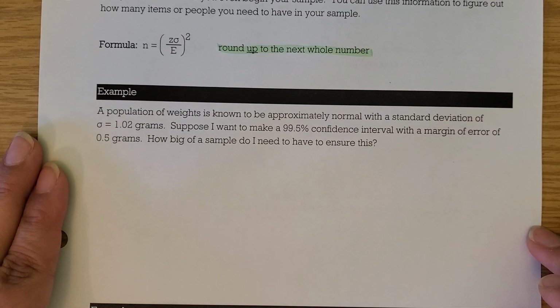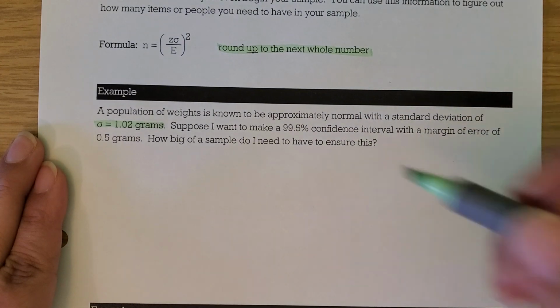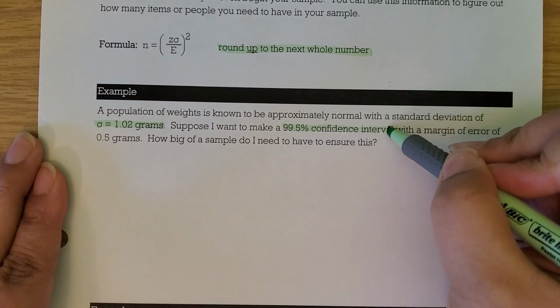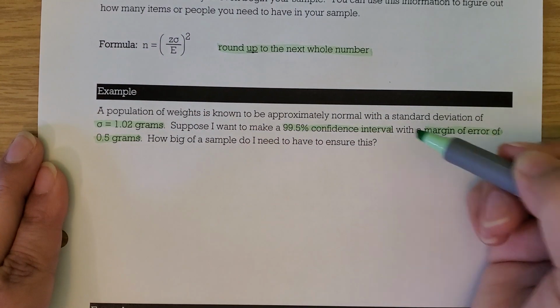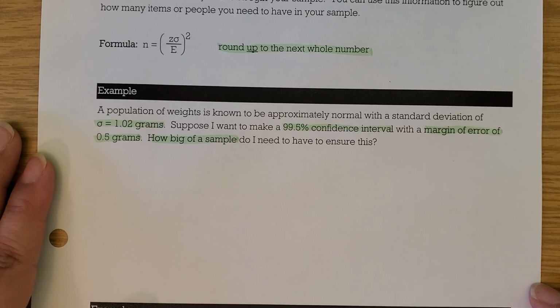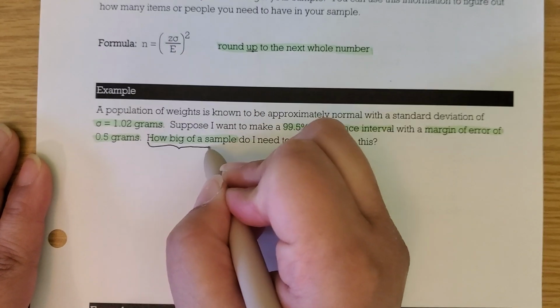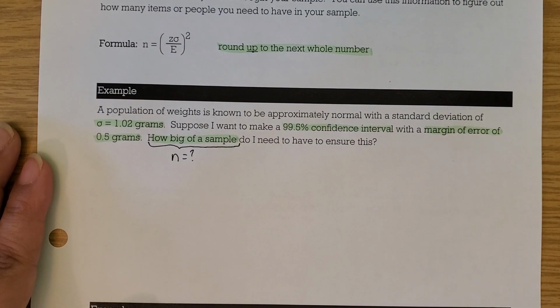It says a population of weights is known to be approximately normal with a standard deviation of 1.02 grams. Suppose I want to make a 99.5% confidence interval with a margin of error of 0.5 grams. How big of a sample do I need to have to ensure this? So I'm highlighting the numbers they're giving me as well as some key words. So this how big of a sample is telling me I'm looking for a minimum sample size. I'm looking for n.